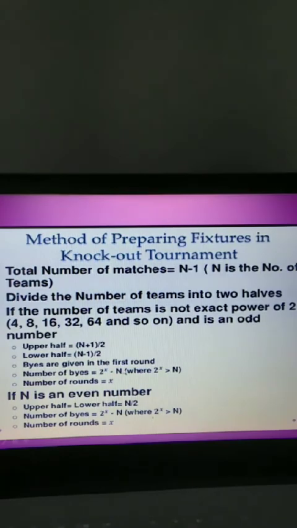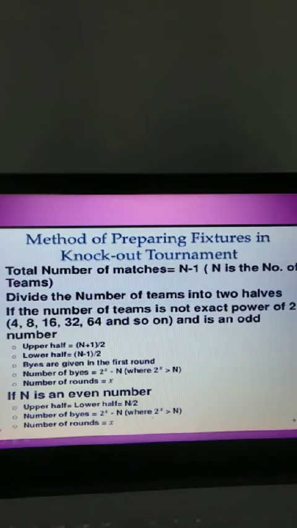Byes are given in the first round only. Number of byes will be calculated as 2 to the power x minus N, where 2 to the power x should be greater than the number of teams. Number of rounds: x is the number of rounds.